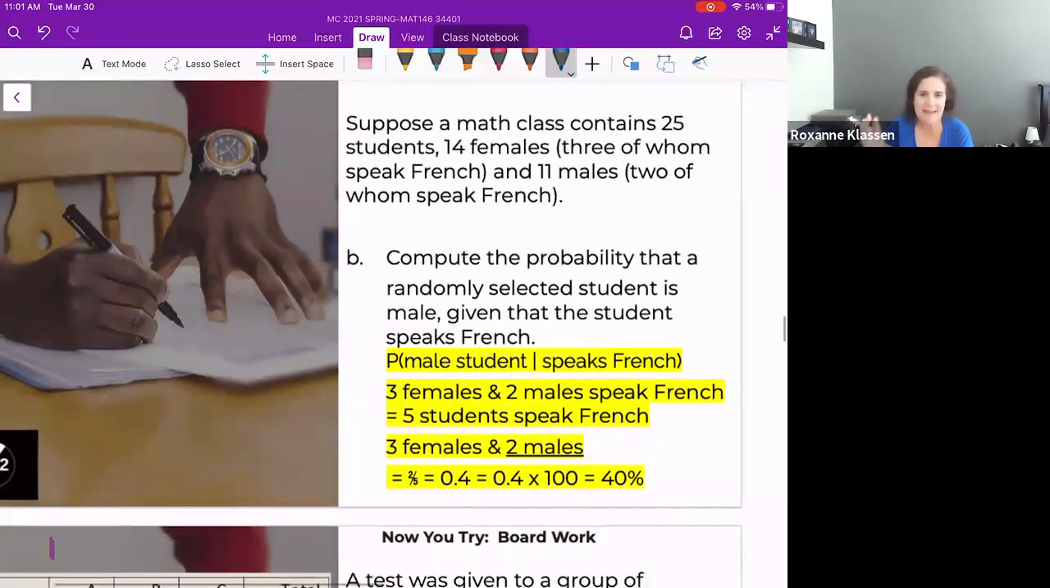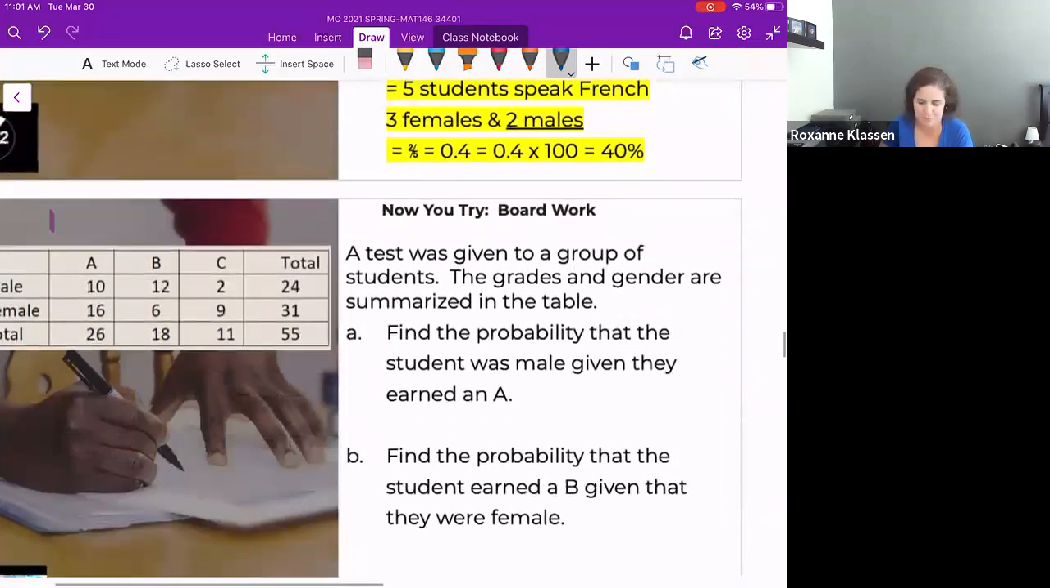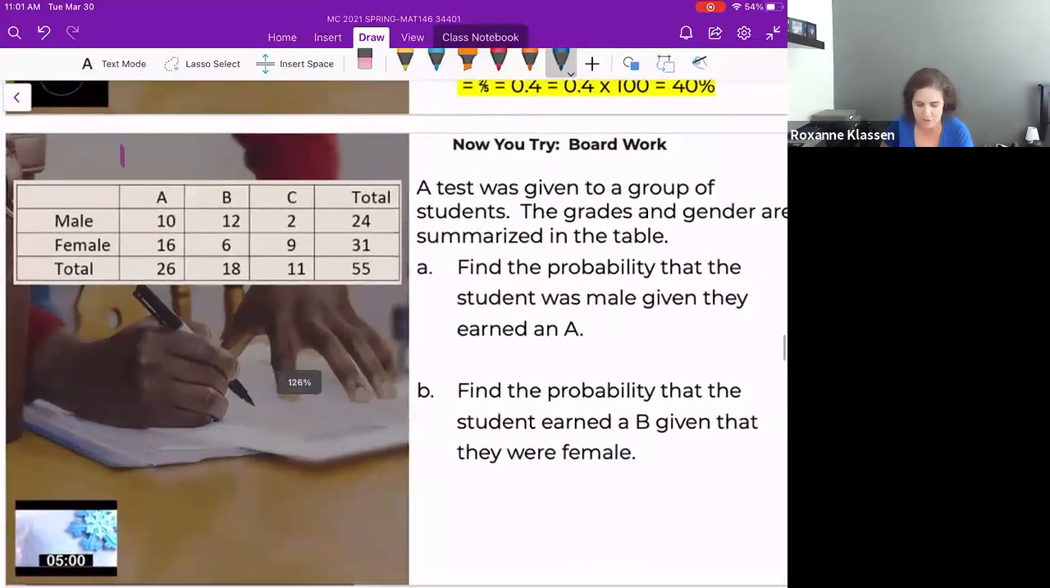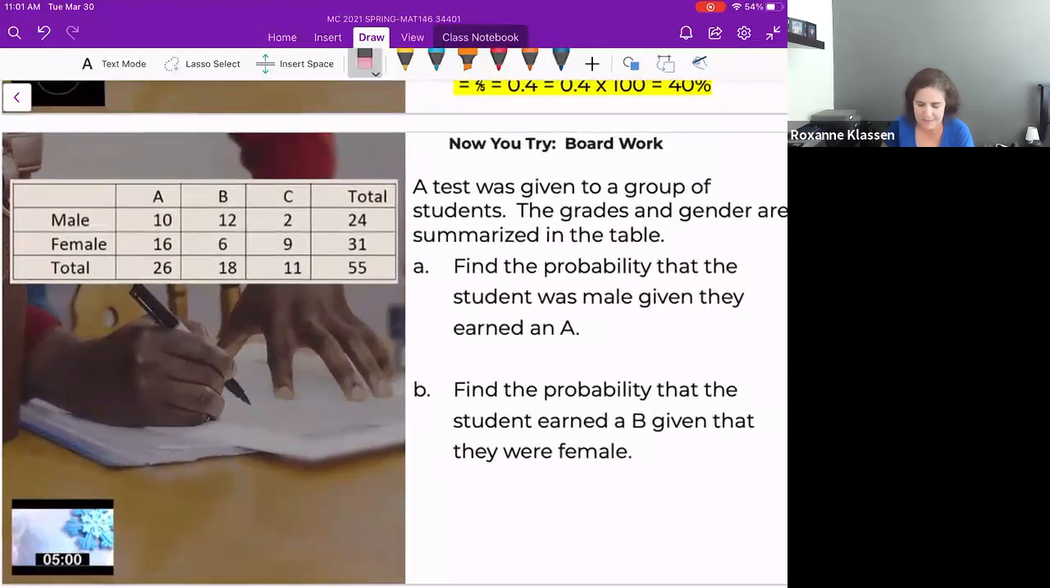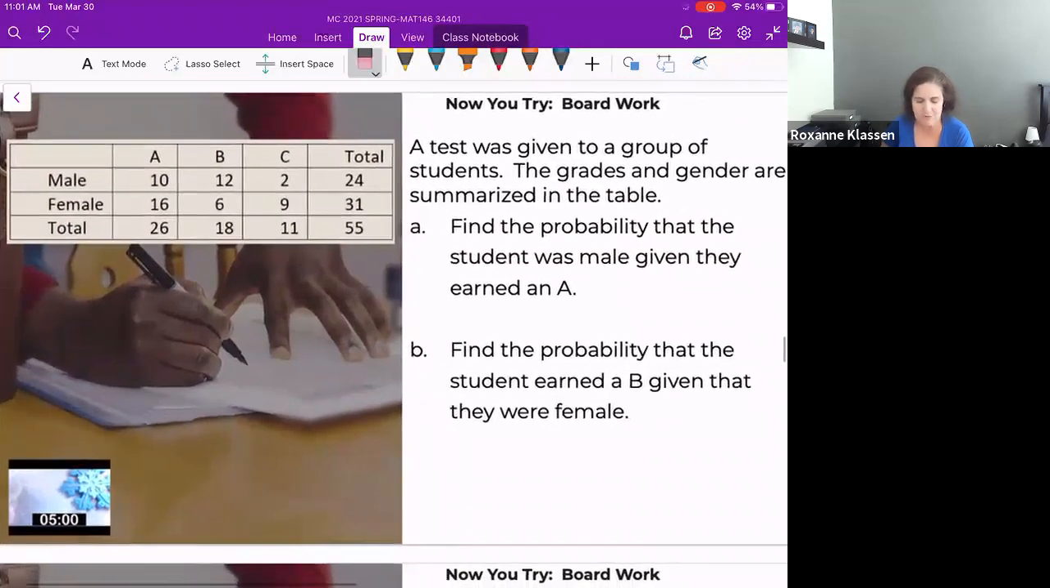Okay, because the math isn't really that hard. The math isn't the hard part. It's figuring out where the numbers go. That's the hard part. Okay, so this last one we're going to do together is the information, but now it's given in a table. And sometimes they give it to you in a table as well.